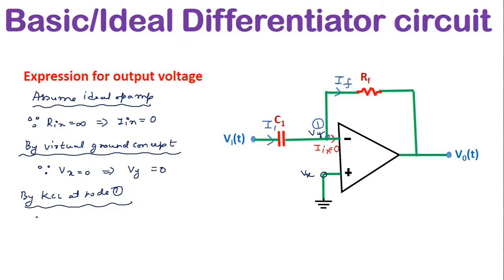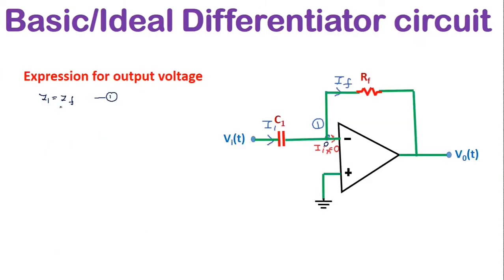So by KCL at node 1 we will get current I1 is equal to IN plus IF. Now since this operational amplifier is ideal, the input current is 0, we will get I1 is equal to IF from this equation. Let this be equation number 1. This is our equation number 1: I1 is equal to IF. Now we will find out the value of I1 and IF from the circuit diagram.